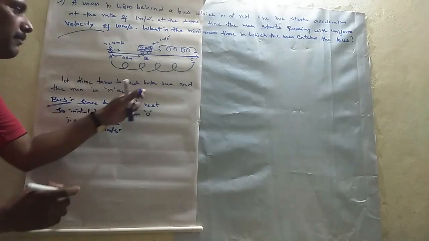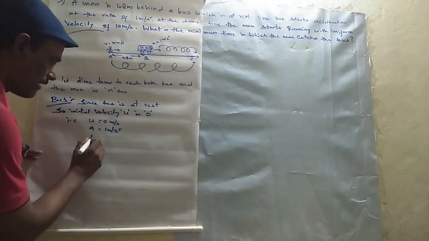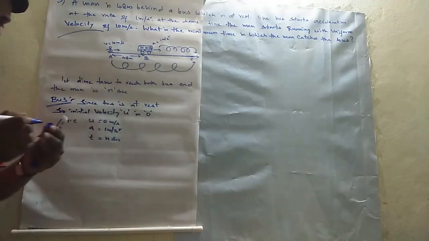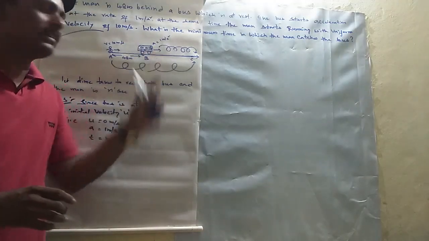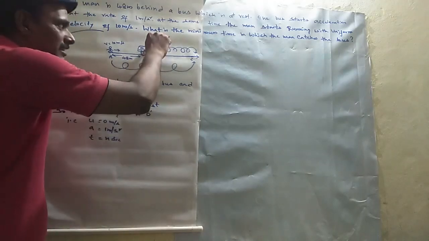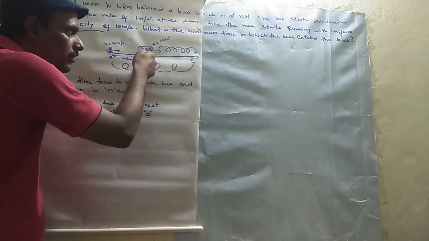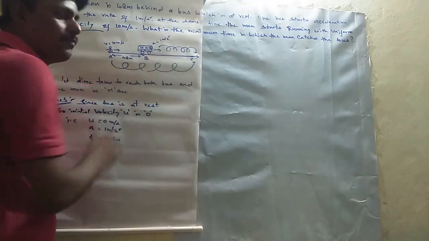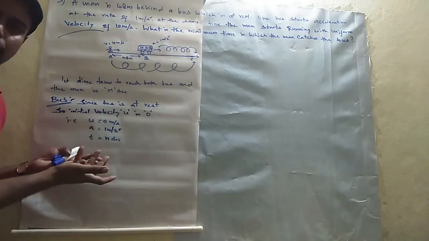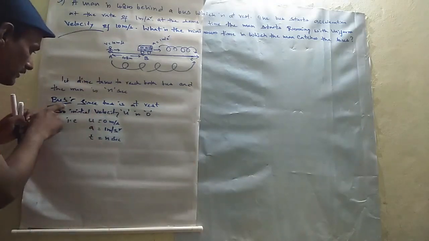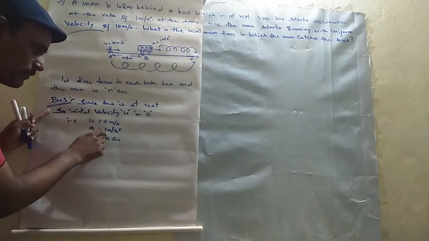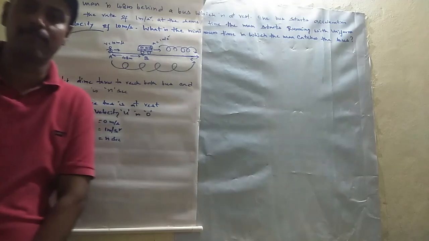Now time I already fixed: time t equal to n seconds. So for this bus I have 3 things I know: acceleration, initial velocity u, and total time taken n. To this bus, these 3 things: initial velocity 0, acceleration 1 meter per second square, time t equal to n.